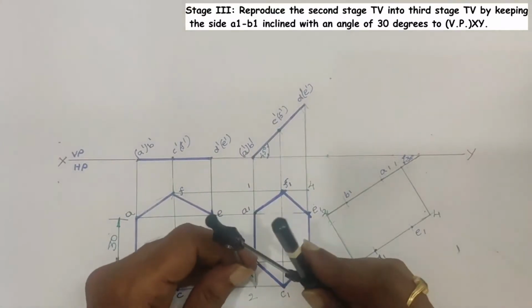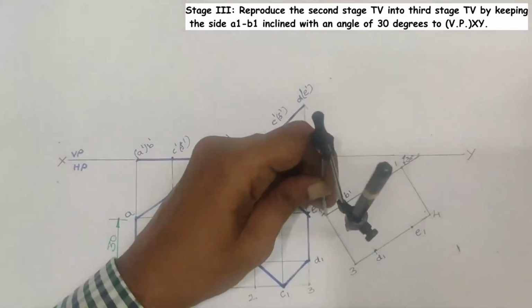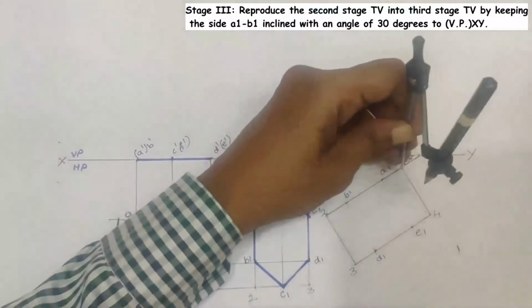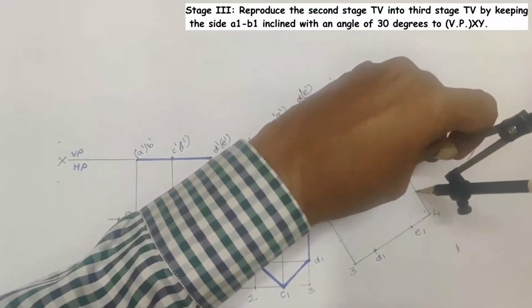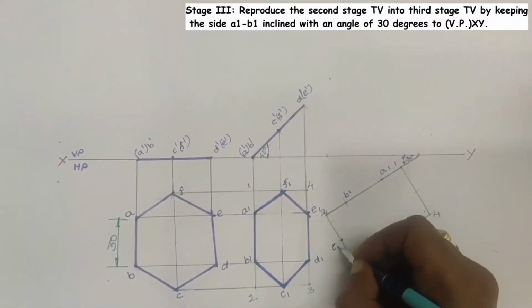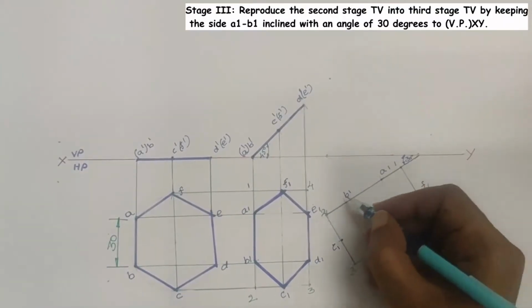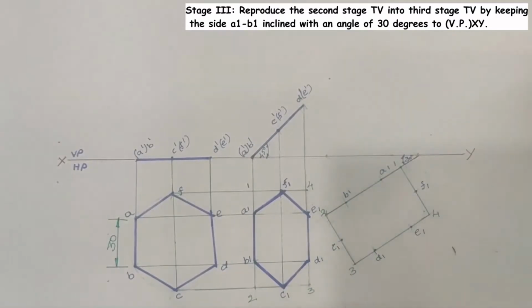Take 2C1 as a radius, 2 as a center. Draw an arc on the 2, 3 side. Similarly, 1 as a center, draw an arc on the 1, 4 side. Name this point as C1 and this point as F1. Then join all these points in a sequential order with straight line segments.